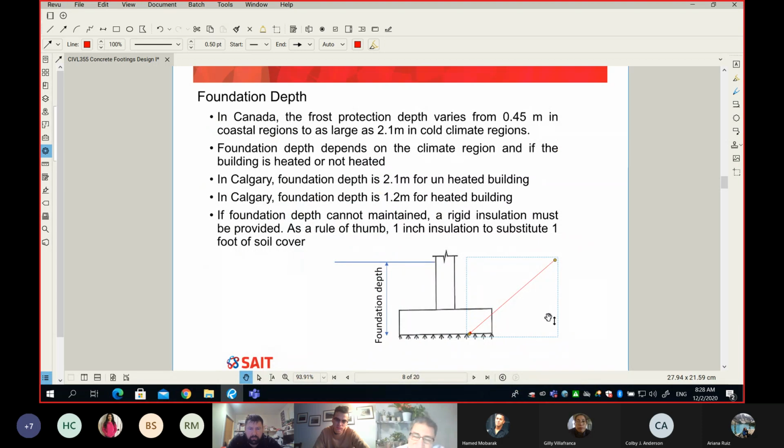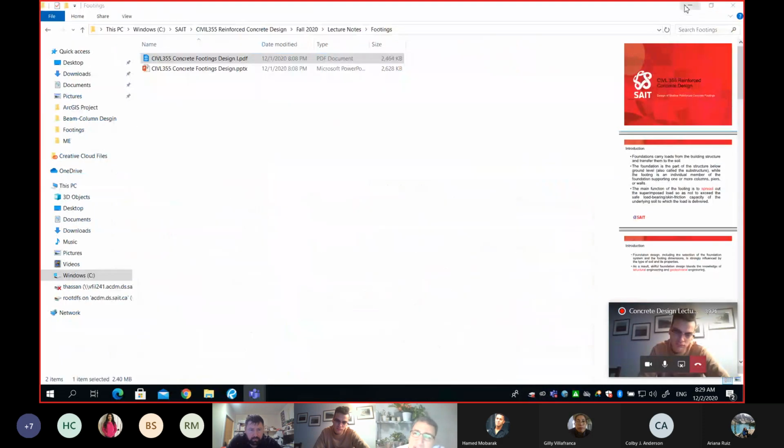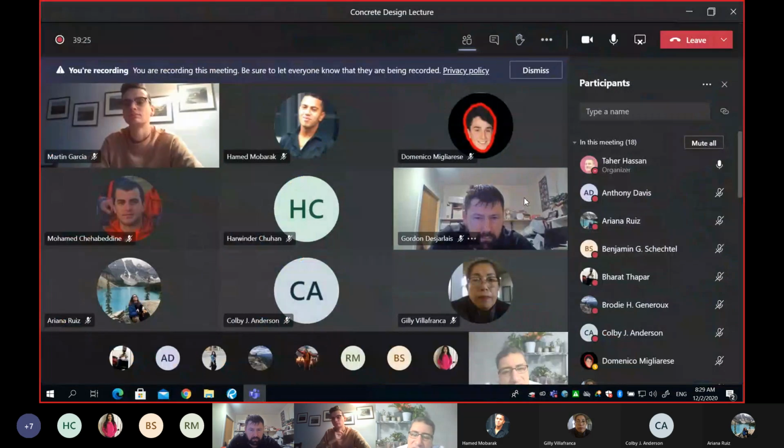Again, so you can tell in Canada, it's not only one factor, it is 2 factors. So in Canada here, this foundation level goes from 0.45 meter to 2.1 meter, and it depends on the climate region. By the way, and this is obvious, in Canada there are some areas which are very, very cold, and some other areas which are not that cold. I think somewhere in Saskatchewan, it goes to -40, -50, and it stays at -40 for a long time.